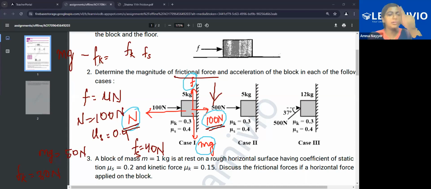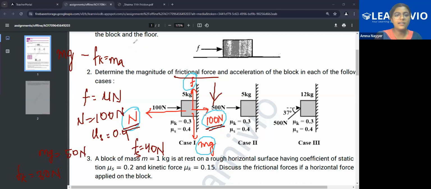Why mg minus f? Because acceleration will be downwards. Body has the tendency to go downwards. Acceleration will also act downwards, right? So mg minus fk is equal to, what is force equal to? Net force is equal to mass into acceleration. So this is mass into acceleration. Straight away you have the equation.